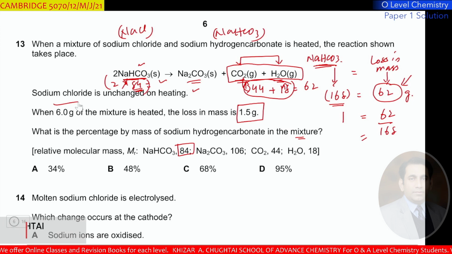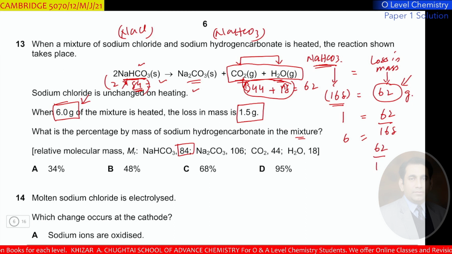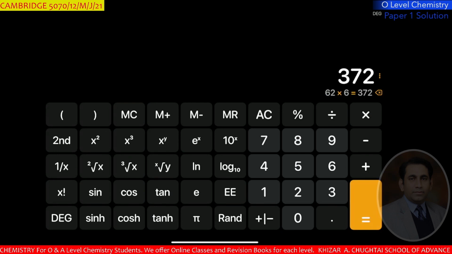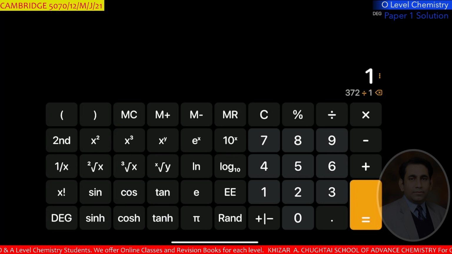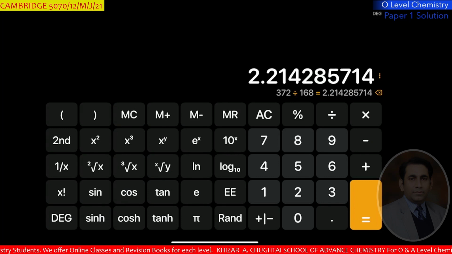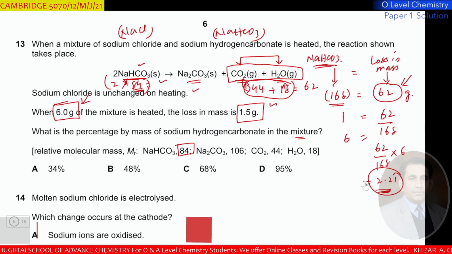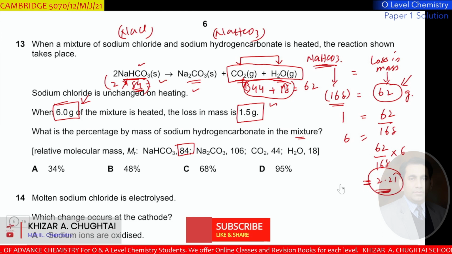And at the moment we are heating the overall sample, that is equal to 6 gram. If we are heating 6 grams, 62 over 168 into 6. Let me check it once again. 62 multiplied by 6 divided by 168, and here is the answer, 2.21 gram. 2.21 gram should be the loss in mass. The actual loss in mass is equal to 1.5. The expected loss in mass should be 2.25.